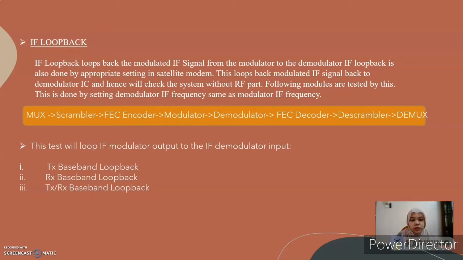This test will loop the IF modulator output to the IF demodulator input. TX baseband loopback, RX baseband loopback, TX RX baseband loopback.